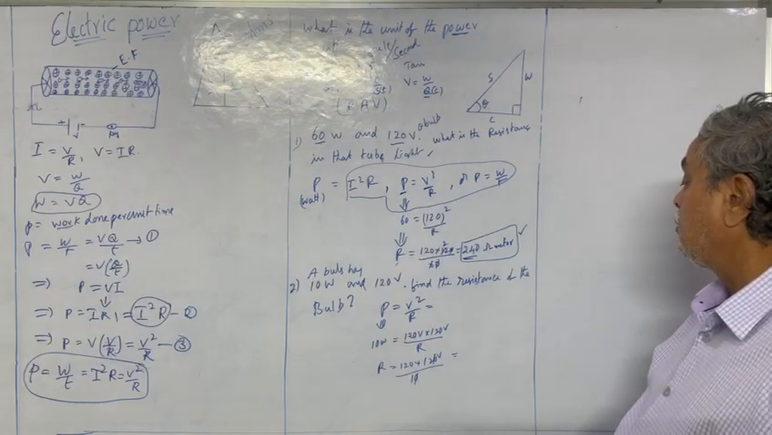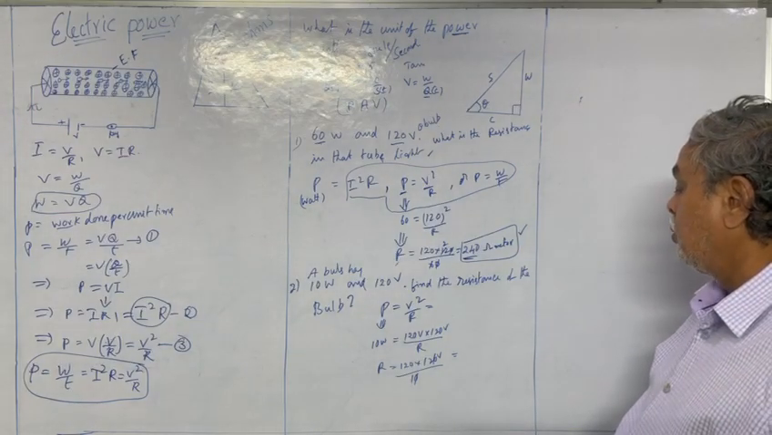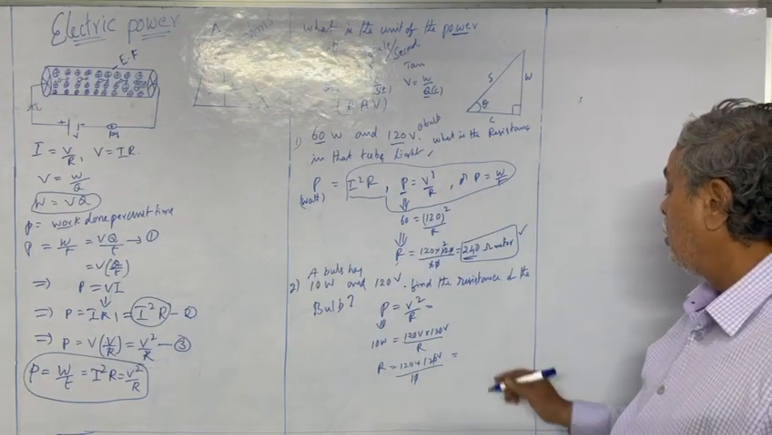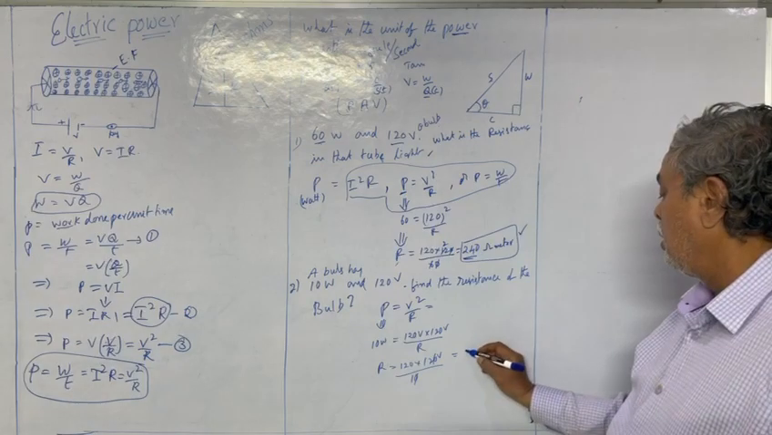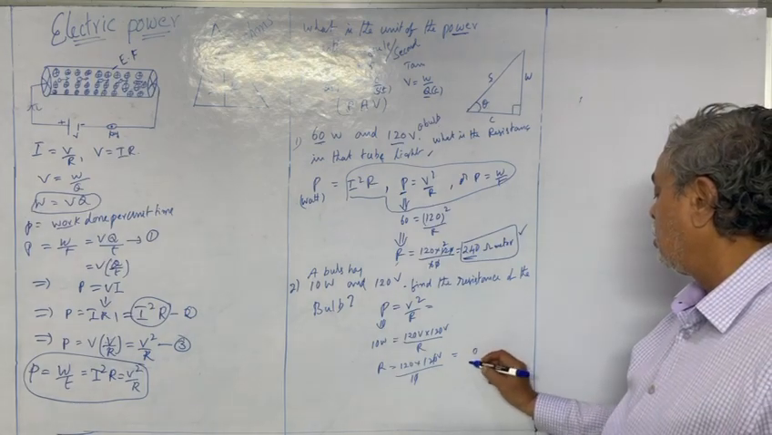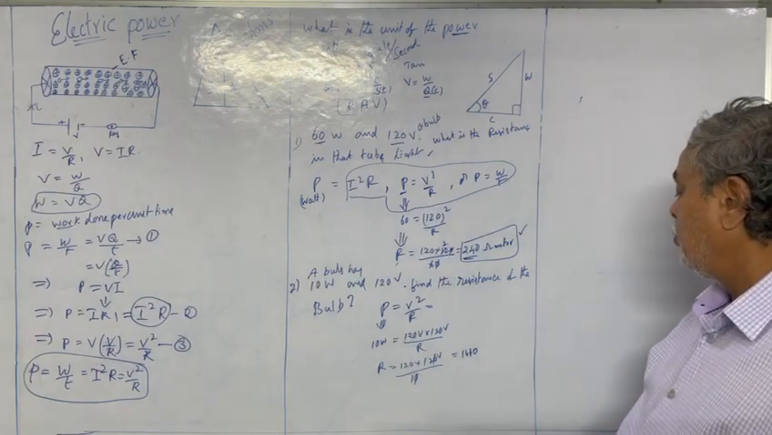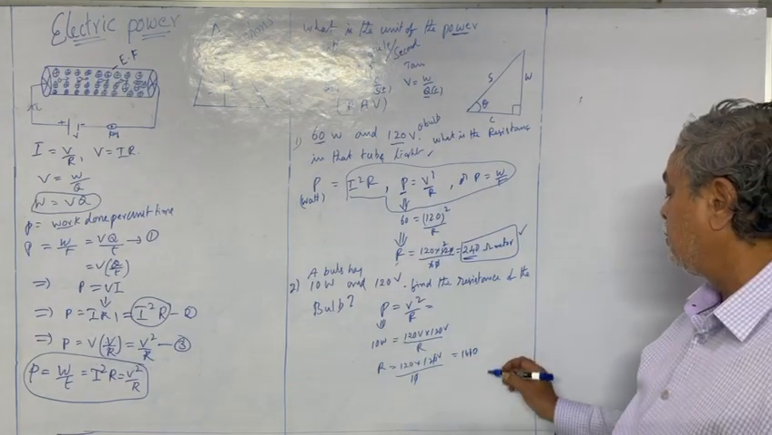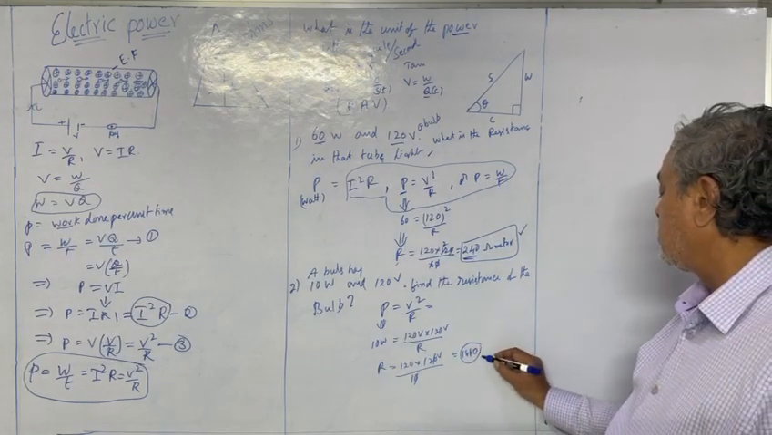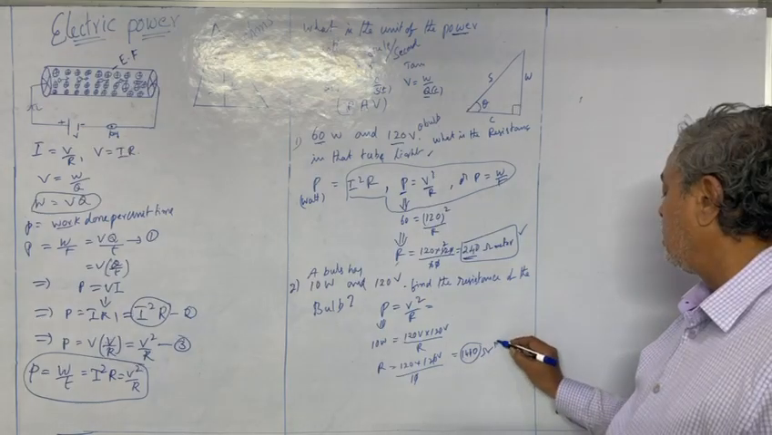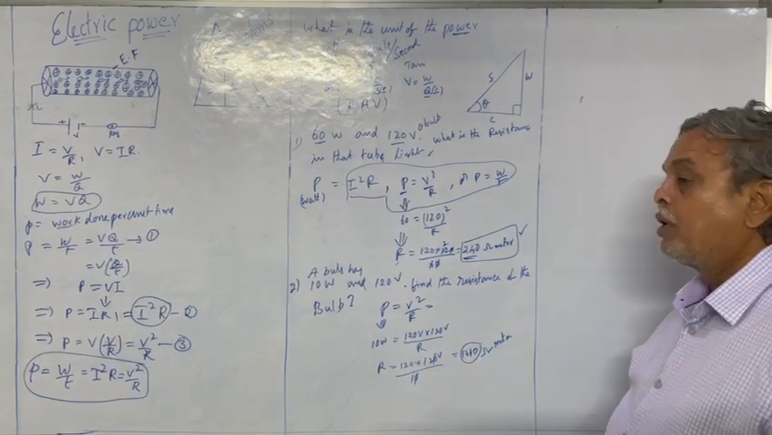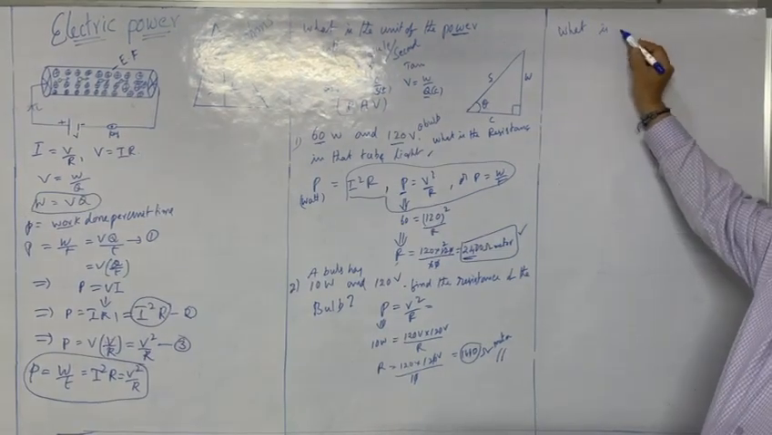Here if we cancel 0, 12s are how much? Resistance is more. 12 12s are 144. So this is 1440. 1440 ohm.